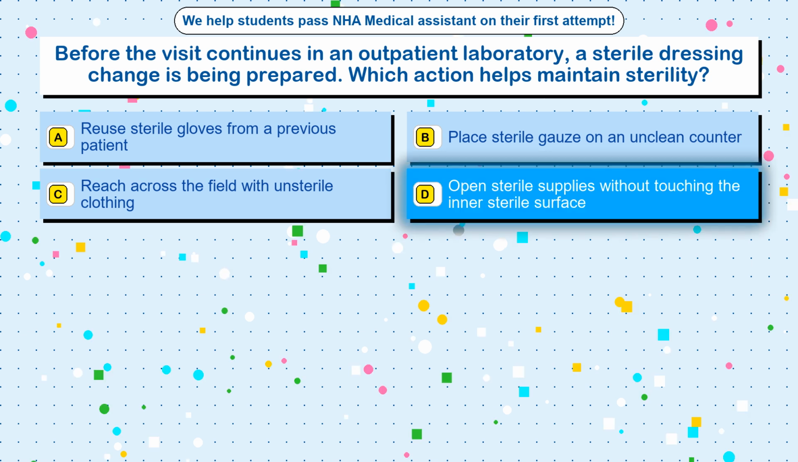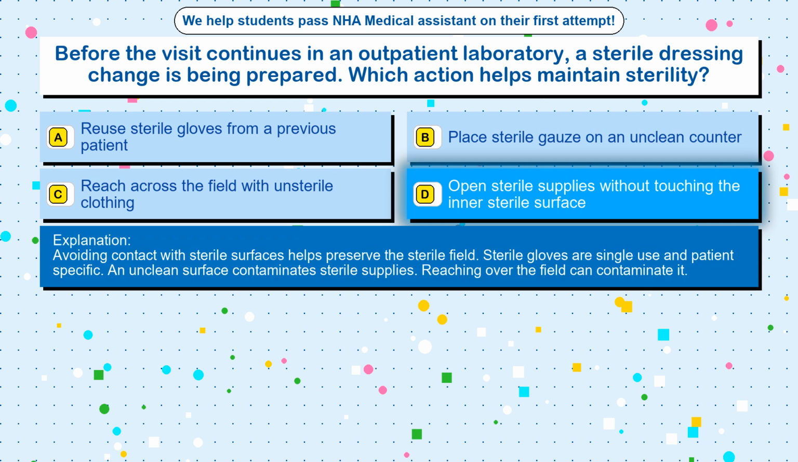The correct answer is option D. Open sterile supplies without touching the inner sterile surface. Avoiding contact with sterile surfaces helps preserve the sterile field. Sterile gloves are single-use and patient-specific. An unclean surface contaminates sterile supplies. Reaching over the field can contaminate it.